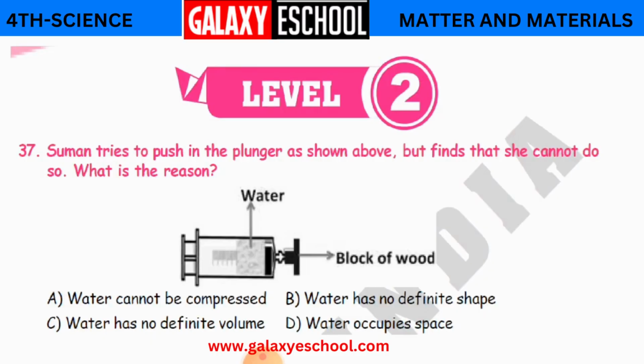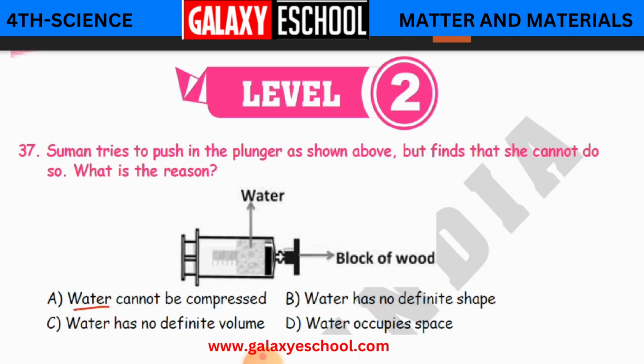Level 2, that is the 37th one. Suman tries to push in the plunger as shown above, but finds that she cannot do so. What is the reason? Here you can see one type of instrument which we call a plunger. Like you have the injection syringe, so same like that. With that she wants to push in the plunger, but finds that she cannot do that. What is the reason?